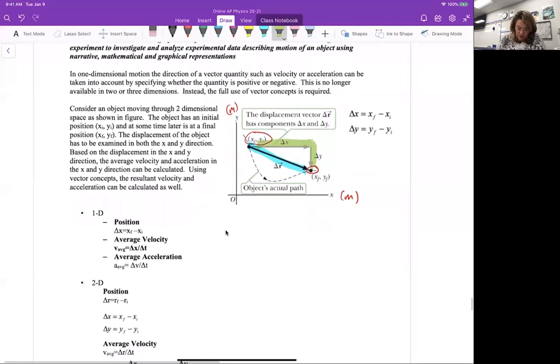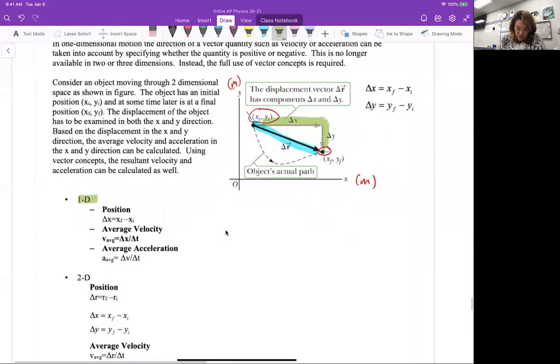So let's take a look at our definitions for 1-dimensional motion. We define the displacement as the final minus initial position. That could be in the x or y, but that's for 1 dimension. The average velocity is the change in position divided by time, and the average acceleration is the change in velocity divided by time. Okay, and of course there's instantaneous velocity as well, and instantaneous acceleration.